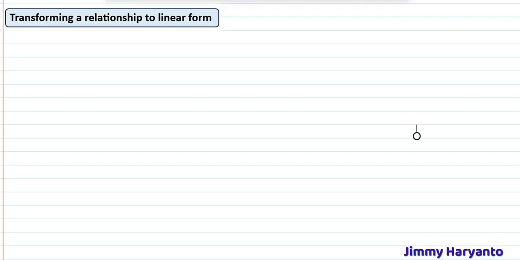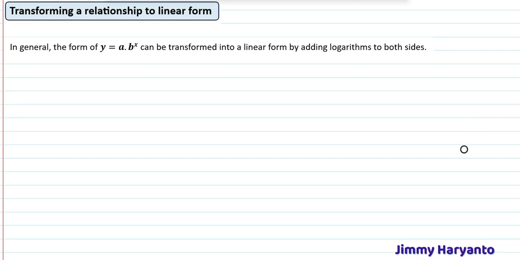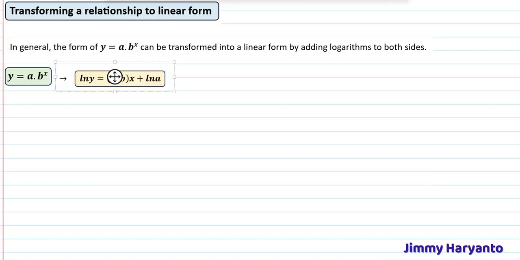But in this section, we will focus on the exponential functions, and we change it into linear function. So in general, the form of y equals a times b to the power of x can be transformed into a linear form by adding logarithm to both sides. When we have y equals a times b to the power of x, it can be changed into ln y equals ln b times x plus ln a, yeah, by adding ln to both sides.